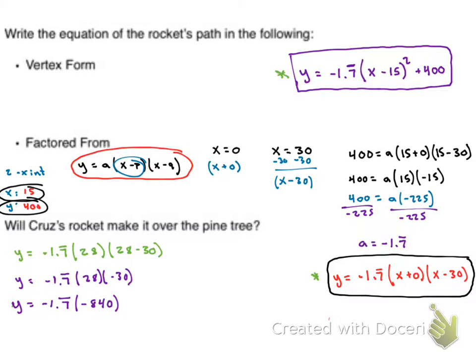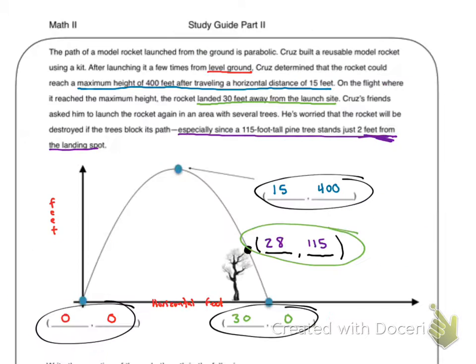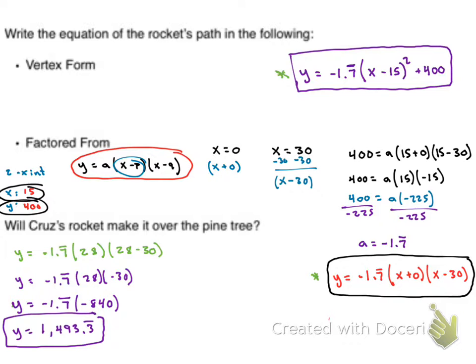Let me do that one more time. 840 times 1.7 repeating, and we get that y equals 1,493.3 feet. So now if you look at this, the y value is at 1,000. If we go and check to see if it'll clear it, oh, something's not right there. Let's go back and check this. Hold on a second.